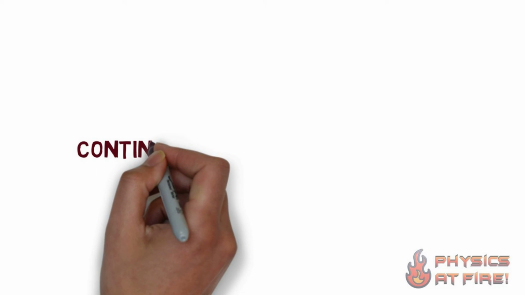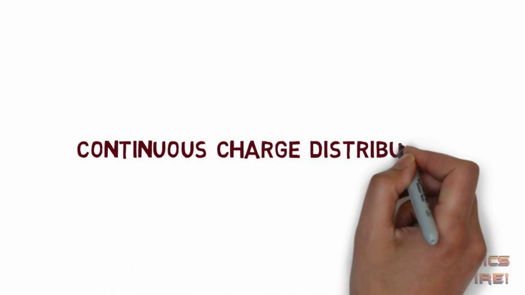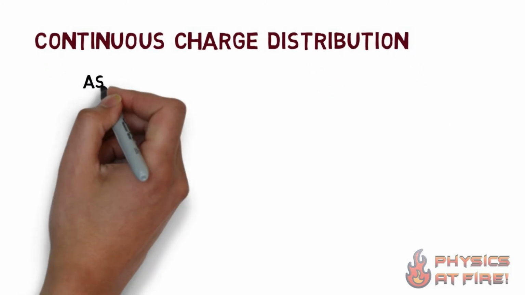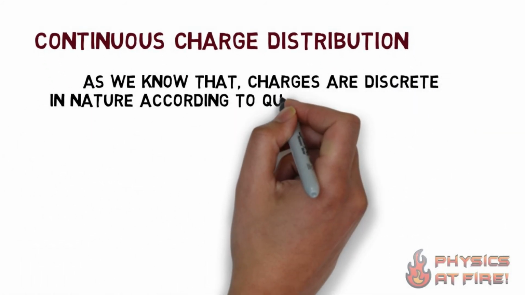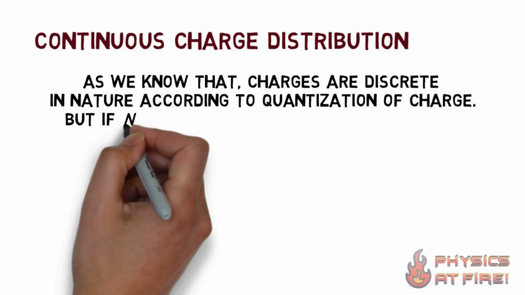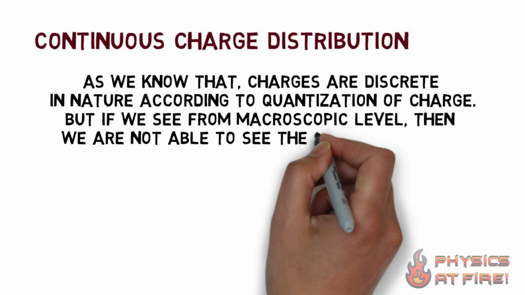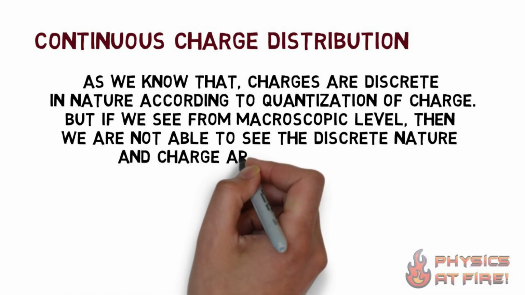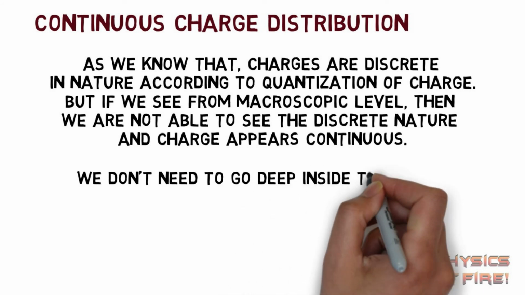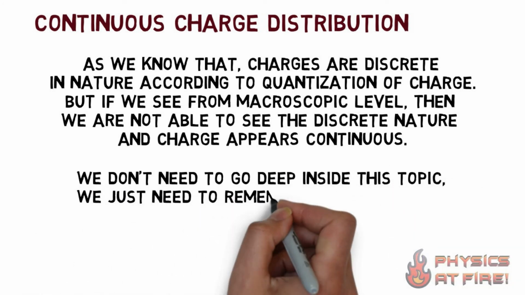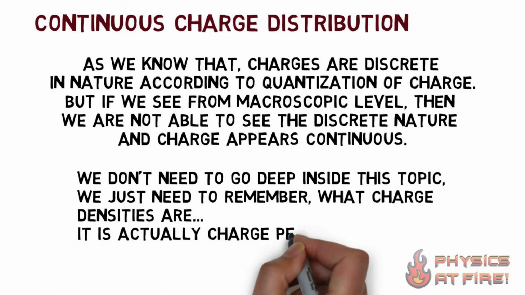So, let's start our ending topic, that is, continuous charge distribution. As we know, charges are discrete in nature, according to quantization of charge, but if we see from a macroscopic level, then we are not able to see the discrete nature and charge appears continuous. We don't need to go deep inside this topic, we just need to remember what charge densities are, which is actually charge per unit dimension.